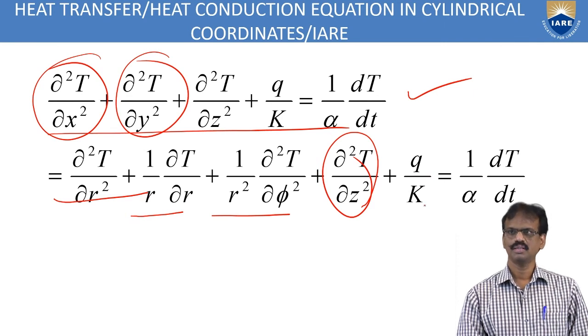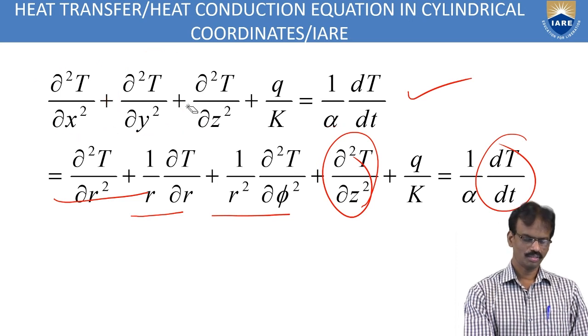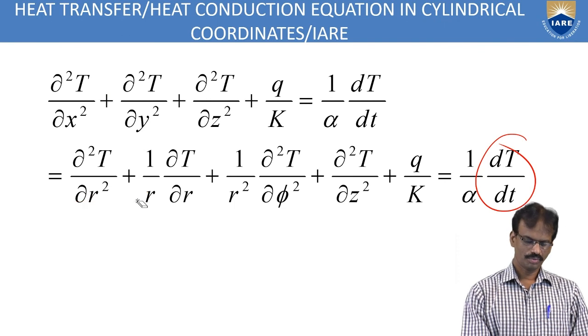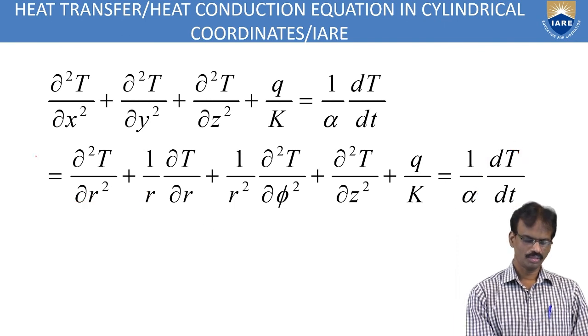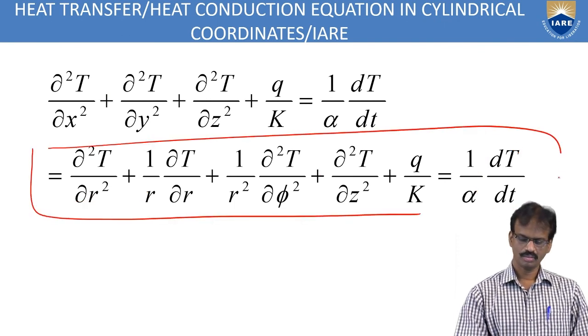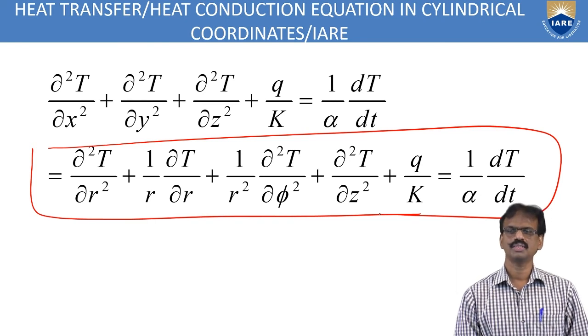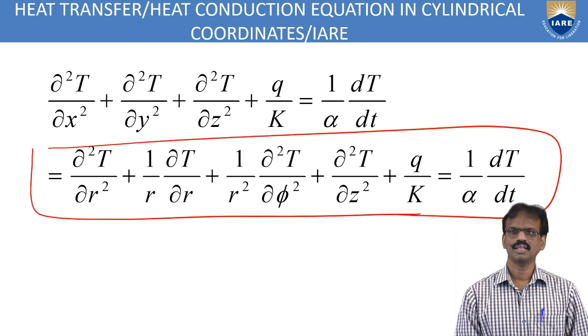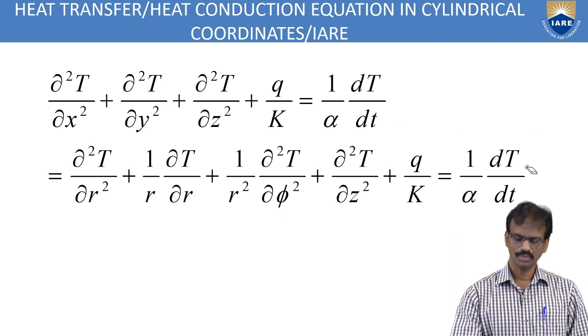Plus q/k is equal to 1/α · ∂T/∂t. Okay, so this is the equation. In this way, this is the final equation, the general heat conduction equation in cylindrical coordinates. So you have to remember this one.